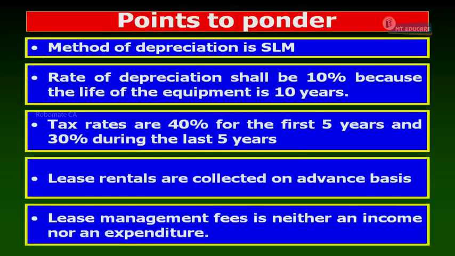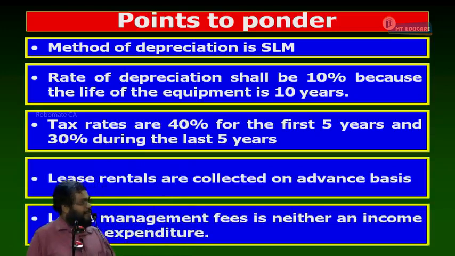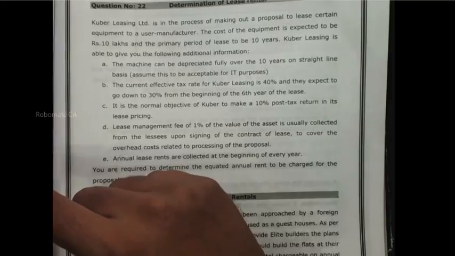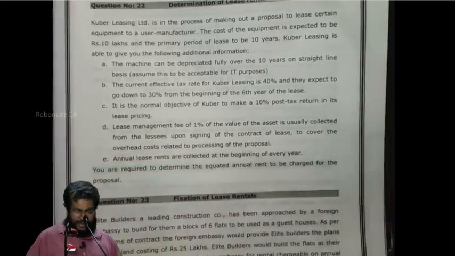I think all the other points are straightforward, so we need not have a note for that. Can I proceed? With this, we complete question number 22. One more problem is left on lessor problems. Take question number 23. Now, I want a confirmation. By this time, you should have understood. Those who understood what I am discussing regarding lessor, raise your hand.